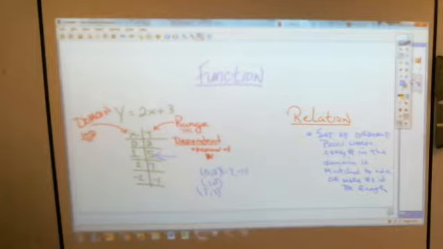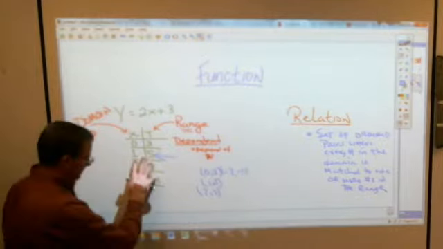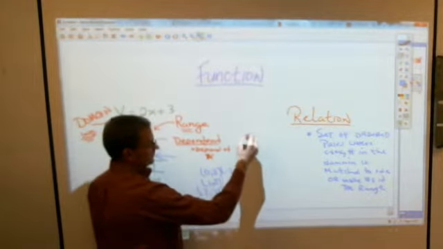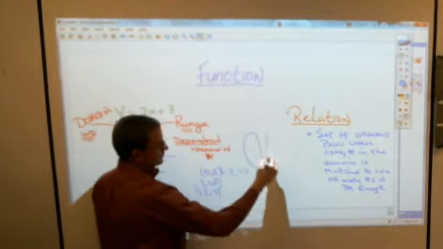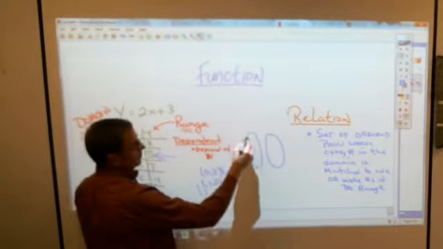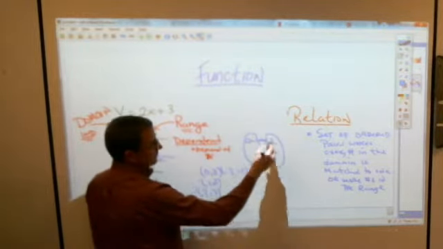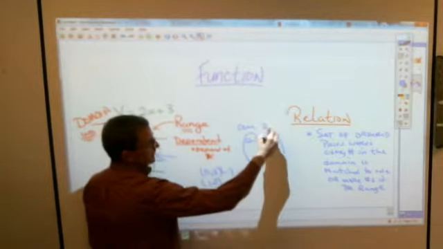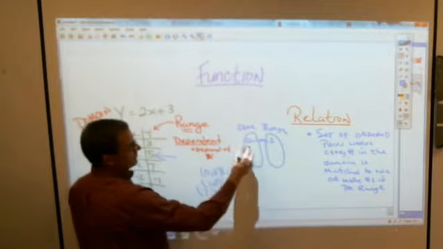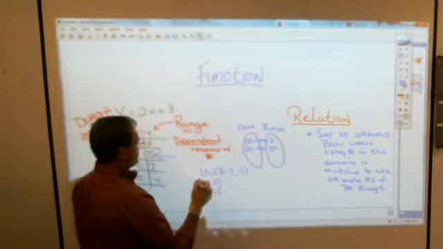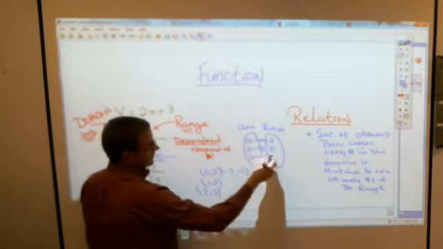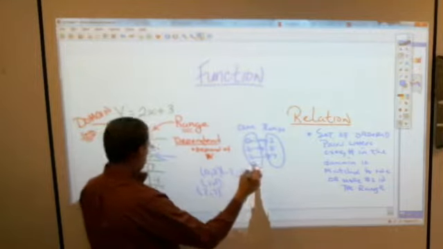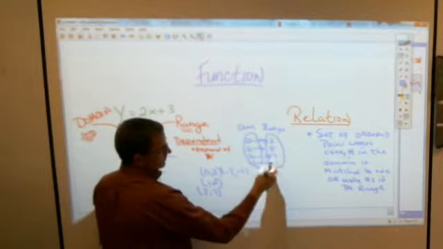If we take that apart, what that means is this. Sometimes we show this in table form, sometimes we show this in a mapping form. This is what it looks like in mapping form. You have your two little circles here. 0 gets mapped to the number 3. This, by the way, is the domain. This is the range. 1 gets mapped to the number 5. 2 gets mapped to the number 7. And negative 2 gets mapped to negative 1.